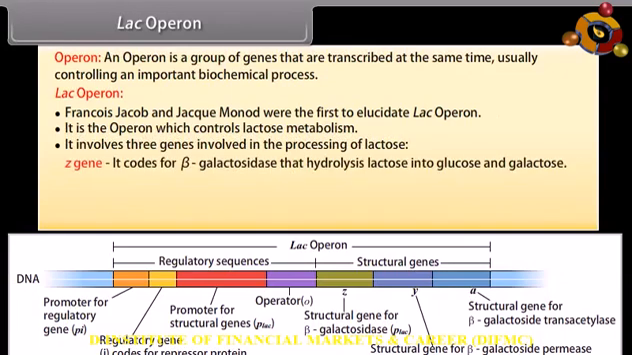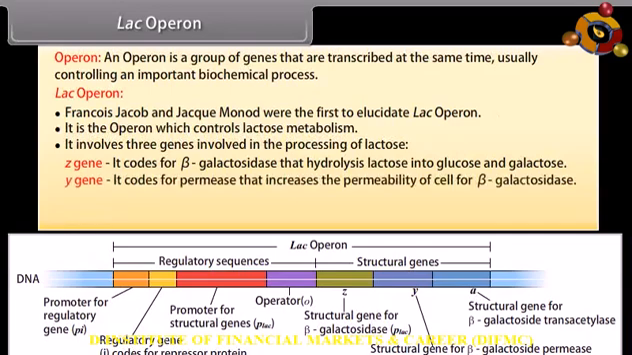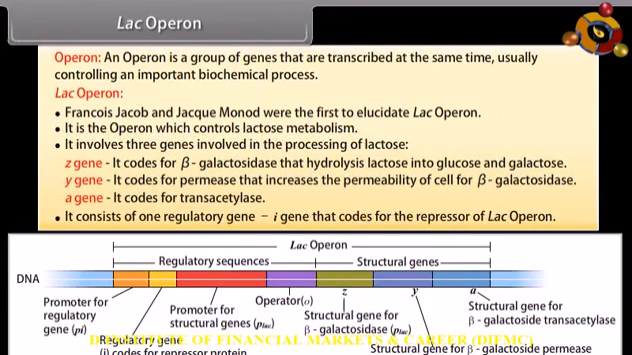Z gene. It codes for beta-galactosidase that hydrolyzes lactose into glucose and galactose. Y gene. It codes for permease that increases the permeability of the cell to lactose. A gene. It codes for trans-acetylase. It consists of one regulatory gene, the I gene, that codes for the repressor of lac operon.